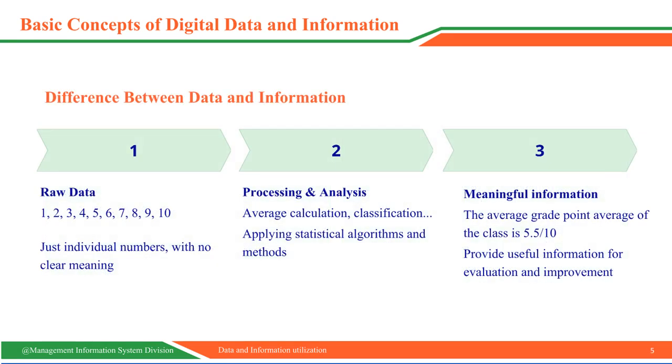The difference between data and information. Imagine this: a list of marks such as 5, 6, 7, and 8 is merely raw data. It does not tell us much on its own. However, if we calculate the average score as 6.5 and compare it with the assessment standard, we now obtain information: the class is performing at a fairly good level. This demonstrates that only when data is processed does it become meaningful information that supports decision-making.